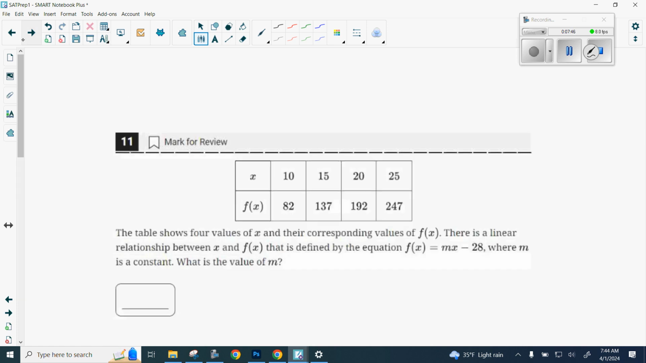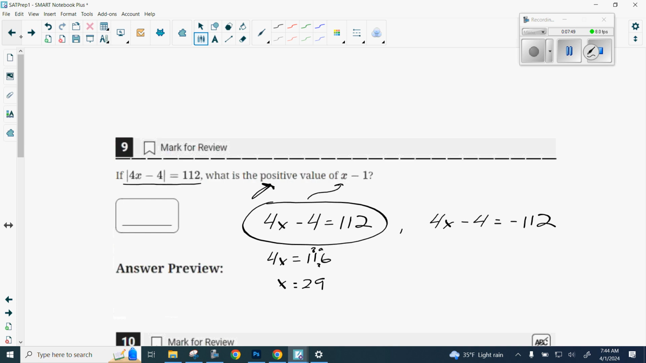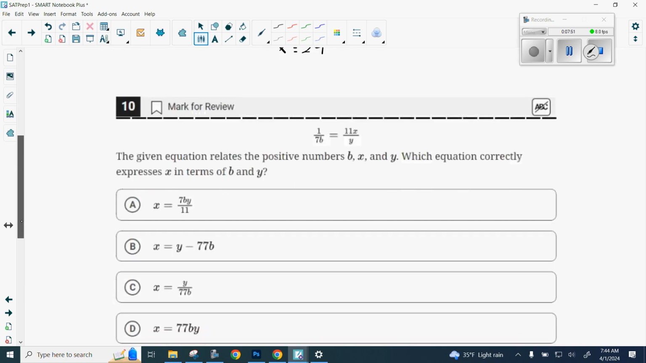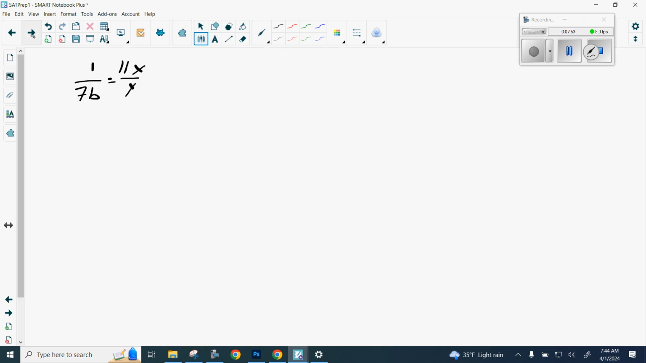Make sure I copied that. Whoa there, Tiger. Make sure I copied that down right. 1 over 7b equals 11x over y. Good to go. So we're being asked to solve this thing for x.